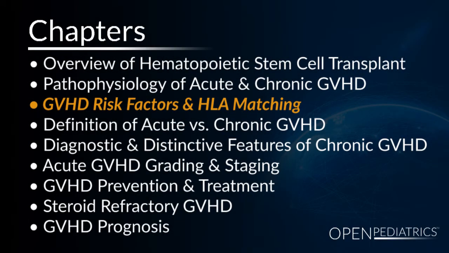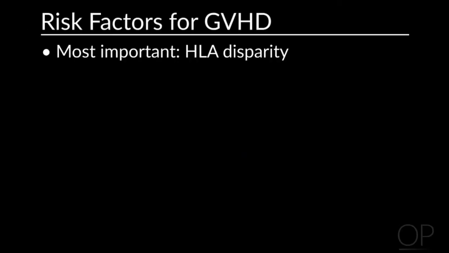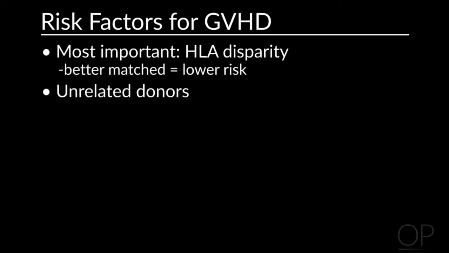GVHD risk factors and HLA matching. There are many risk factors for GVHD, and the most important being HLA disparity. So this is where we talk about the matching, and I'll talk about that briefly in a moment. So the better matched you are, the much lower your risk of graft versus host disease. Unrelated donors who have the equivalent matching of a matched sibling still have a higher risk of contributing to the development of graft versus host disease.